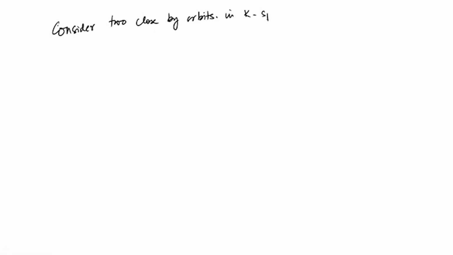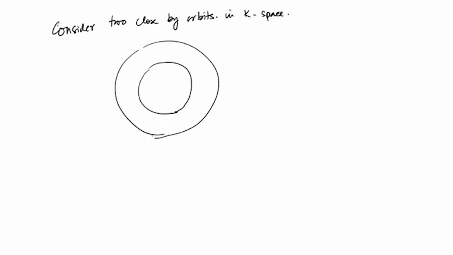In k space, we consider these orbits, and they look like circular orbits. So we consider two consecutive orbits and consider a point here. The velocity of the electron is perpendicular to this, in the radial direction basically, and this is the tangential velocity, and this is the angle theta that it makes.